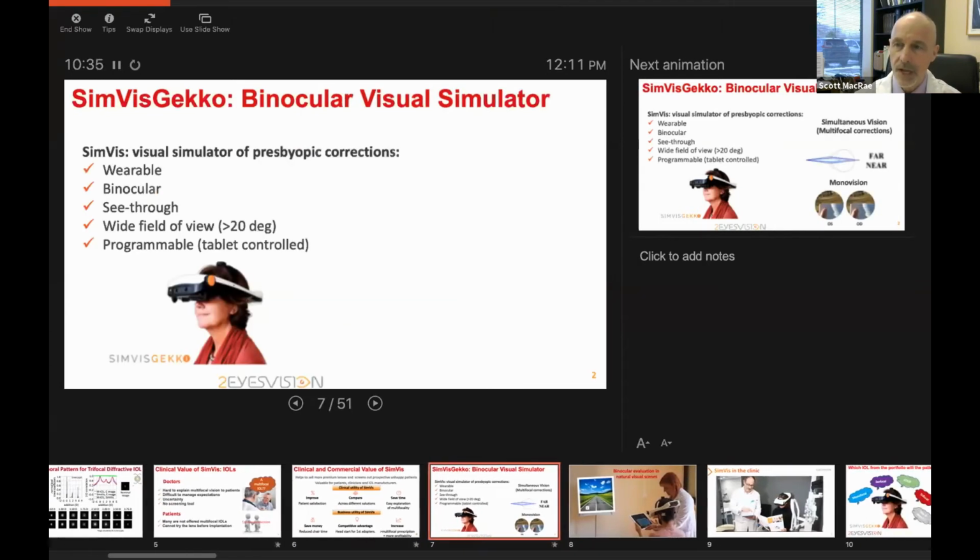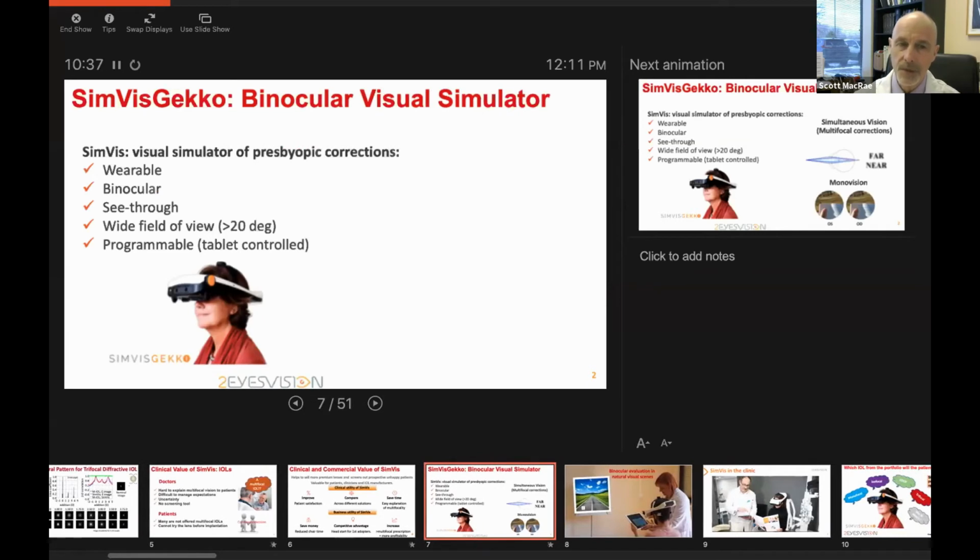So, how does this actually work? Well, the binocular visual simulator is a wearable device. It's binocular. You see through it. So you can actually walk around a room. And in my office, I've actually had cars out here. We've turned it on at night and simulated what it looks like to look at headlights. And the system actually has a headlight simulation program that we've worked with.